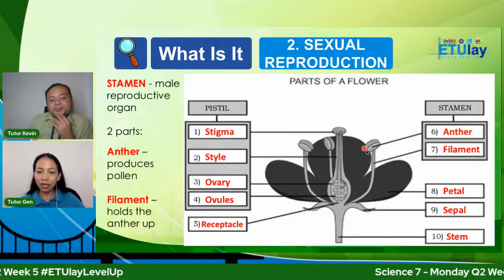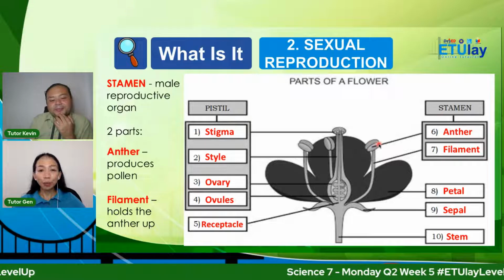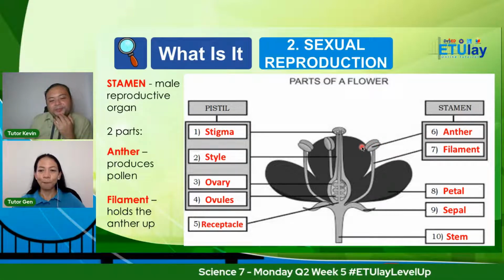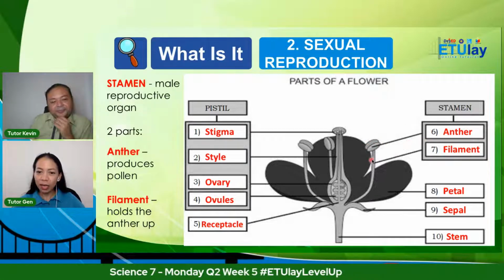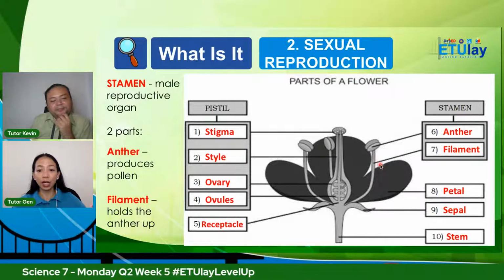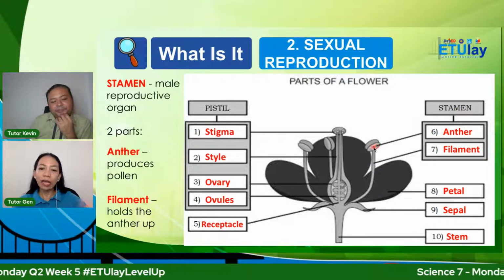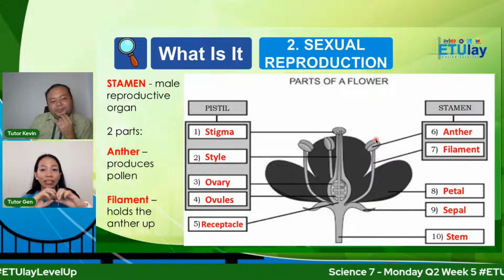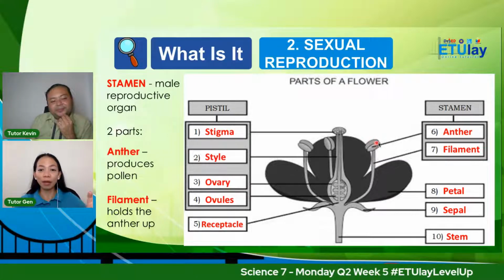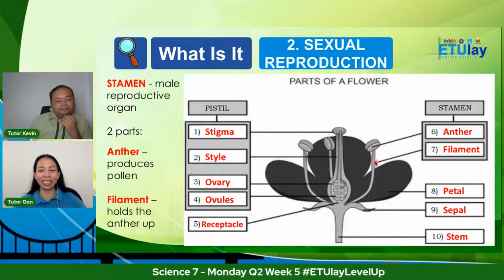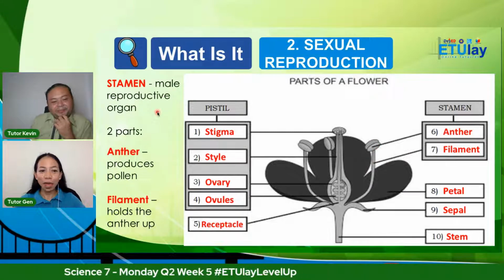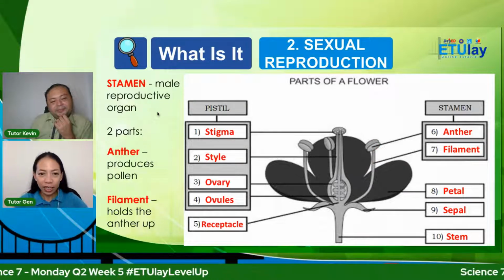If you can see the laser pointer, the anther produces the pollens. And number 7, the filament, holds the anther up. It needs to be raised so it is easier for pollinators to attract and reach. So this is the male reproductive organ.